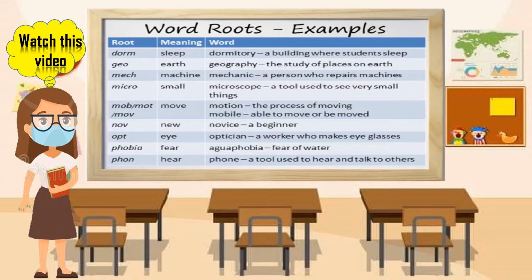Here are more examples of word roots. The root dorm means sleep, and the word dormitory that contains this root means a building where students sleep in college or the university. The root geo means earth, so the word geography means the study of places on earth.